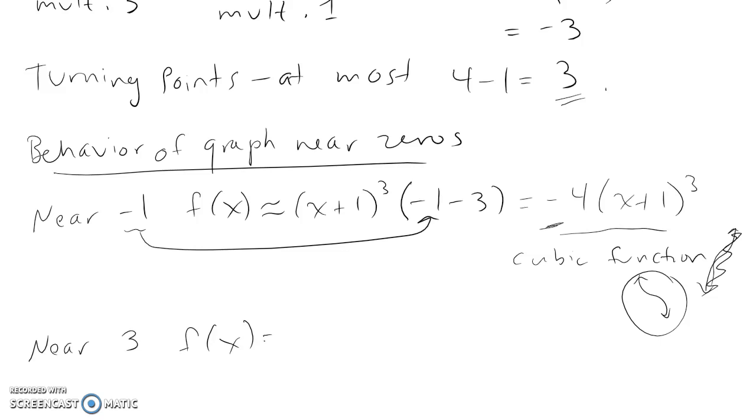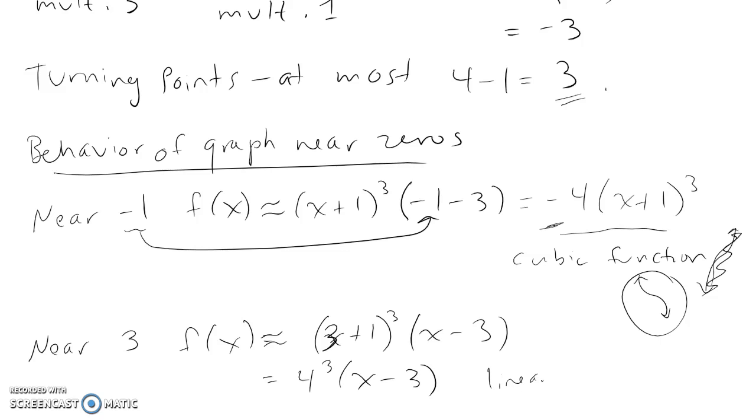All right, and similarly, we can look at what happens near 3. Near 3, f of x is going to be approximately 3 plus 1, where I plug in the 3 here and keep this one, x minus 3. Well, 3 plus 1 is 4, and 4 cubed is just a constant, times x minus 3. So this is a linear function with a pretty steep slope. So we're going to expect the graph to go straight through that zero pretty steeply.